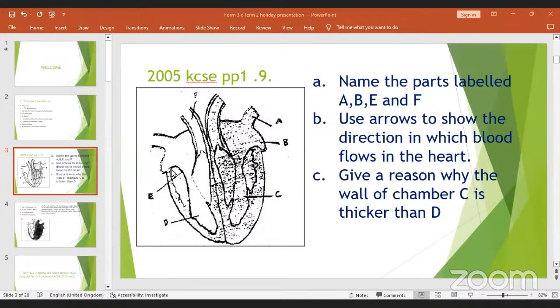Question C is asking, give a reason why the wall of chamber C is thicker than D. We all know that the left ventricle is thicker than the right ventricle. But the question is, why is it? Why is it thicker? Somebody?